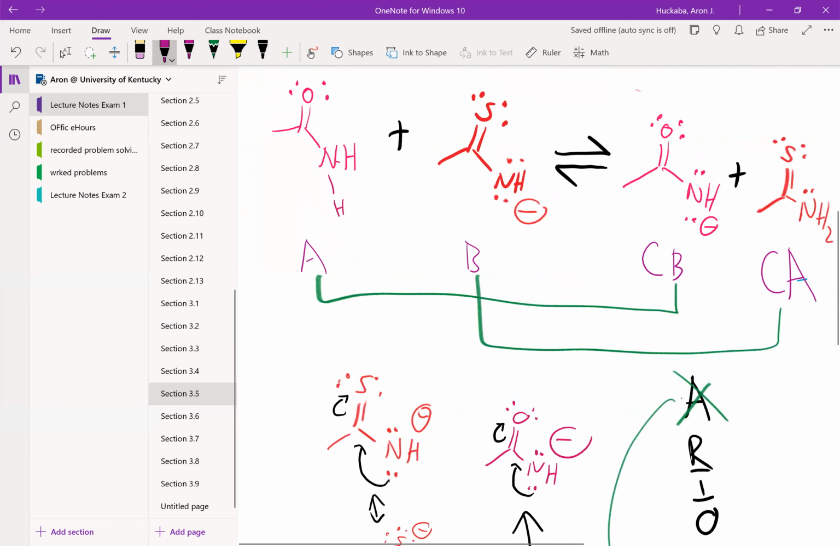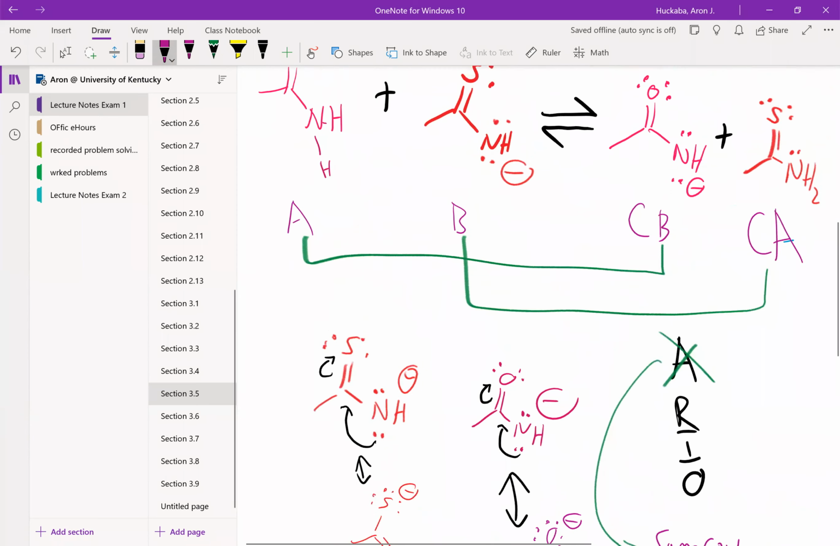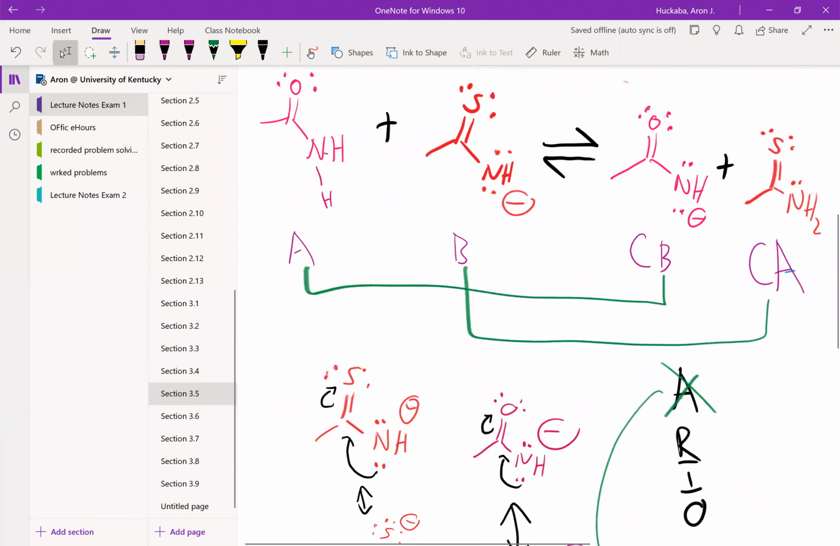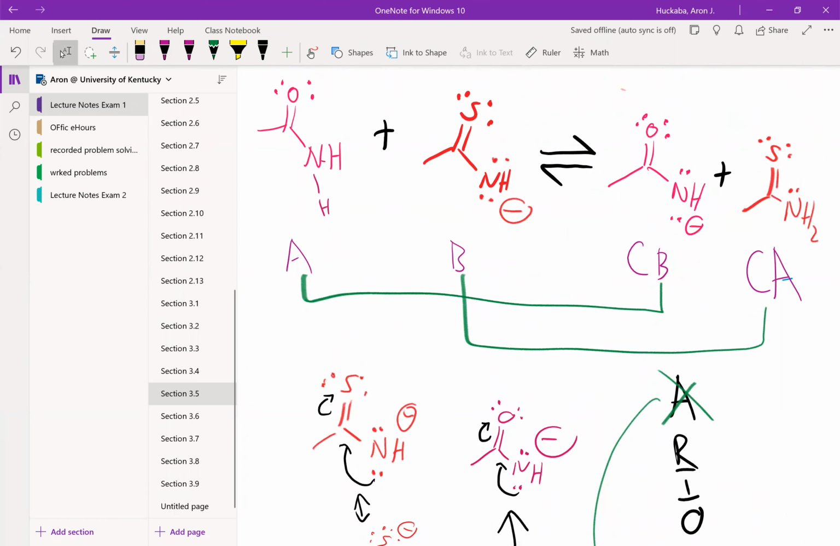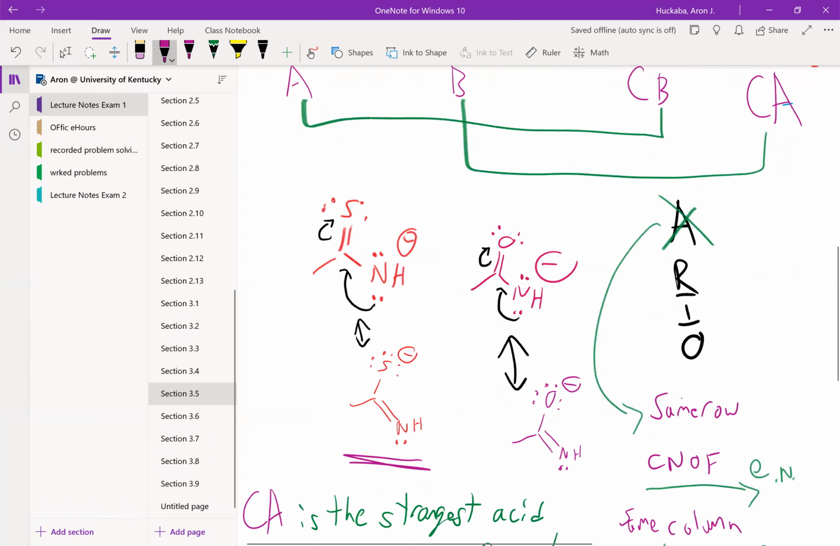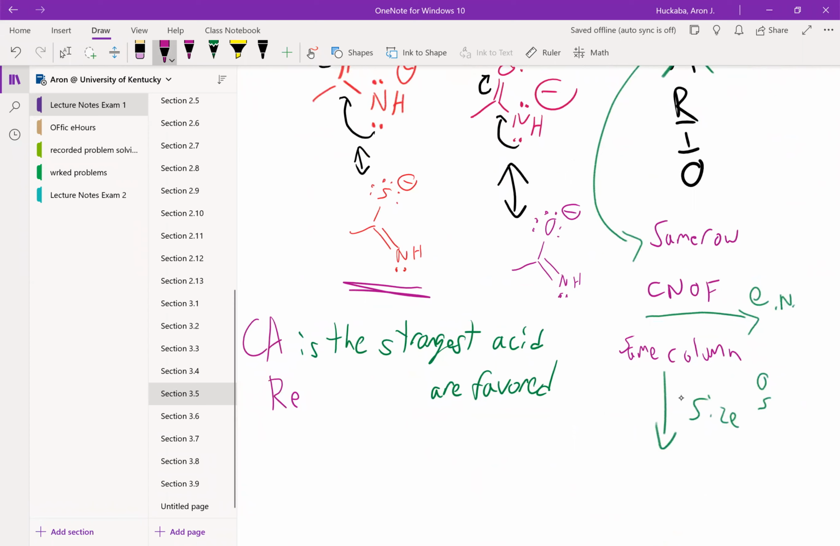That one looks like it is the base. So its conjugate acid is the strongest acid. So we'll write in Ca, which means the reactants are favored because the same side of the reaction that the most stable conjugate base is on is the same side of the reaction that is favored.